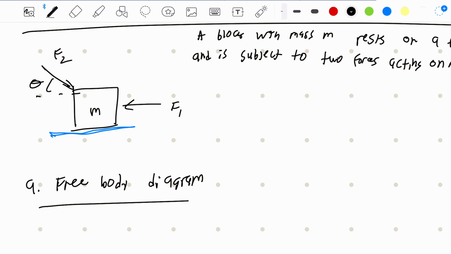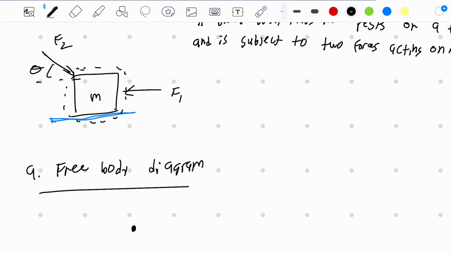So let's do it. We can isolate this from the rest of the world. And once we do that, we draw it as a point. So we'll draw it as a point, and we'll draw our coordinate axis system. So we'll do y and we'll do x.